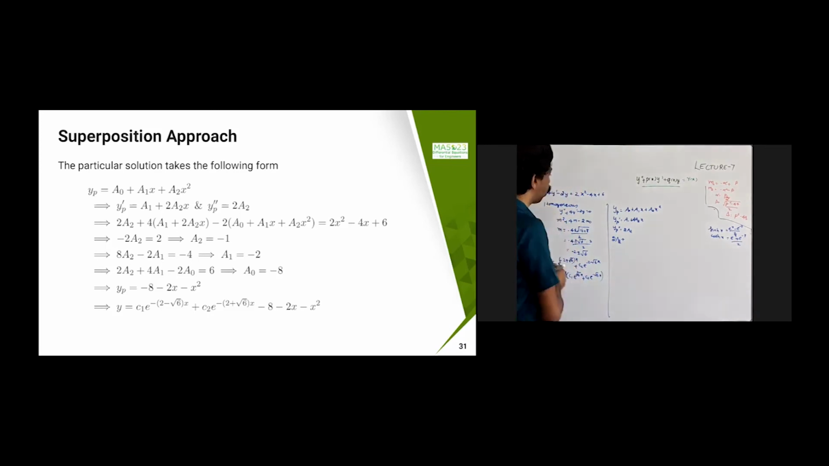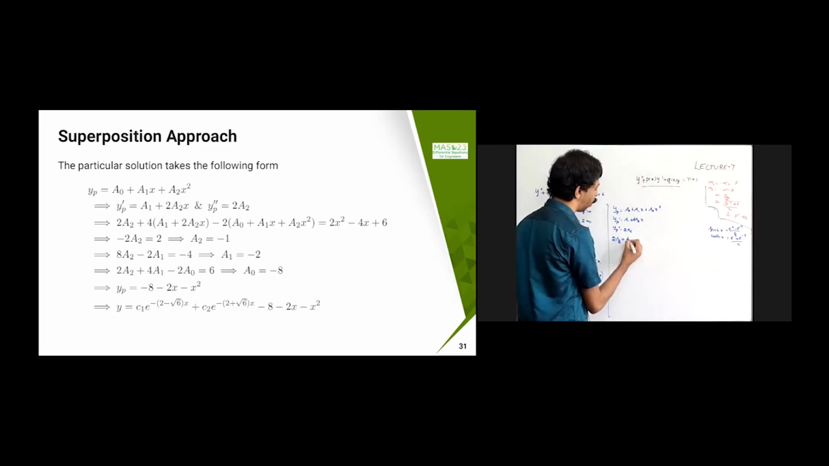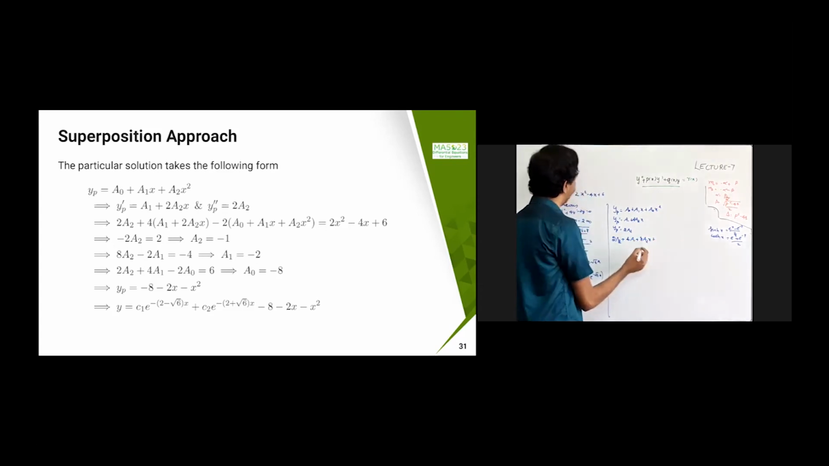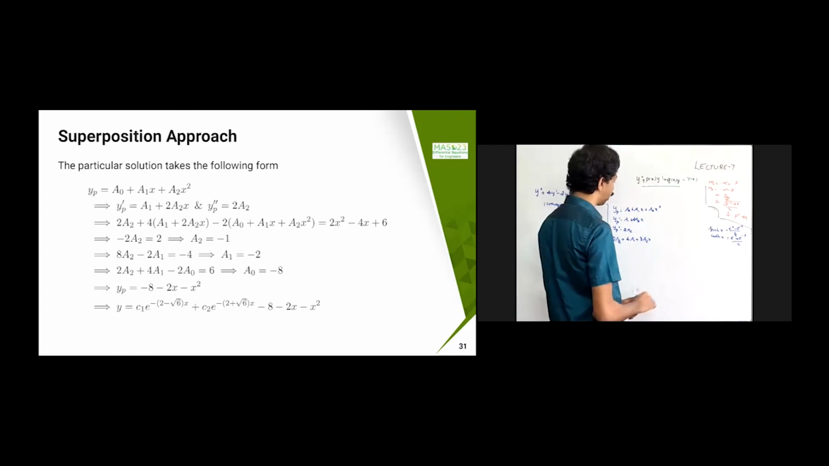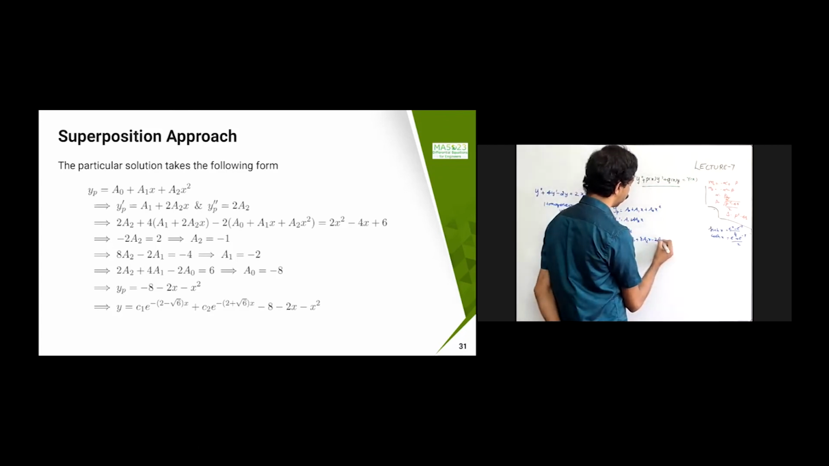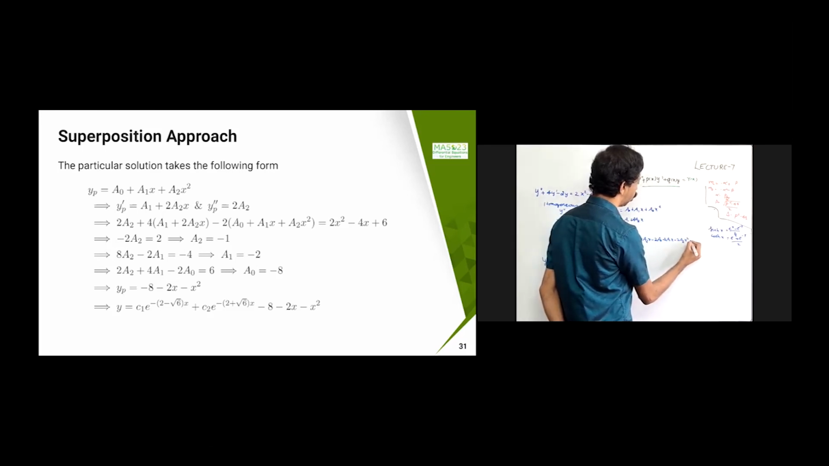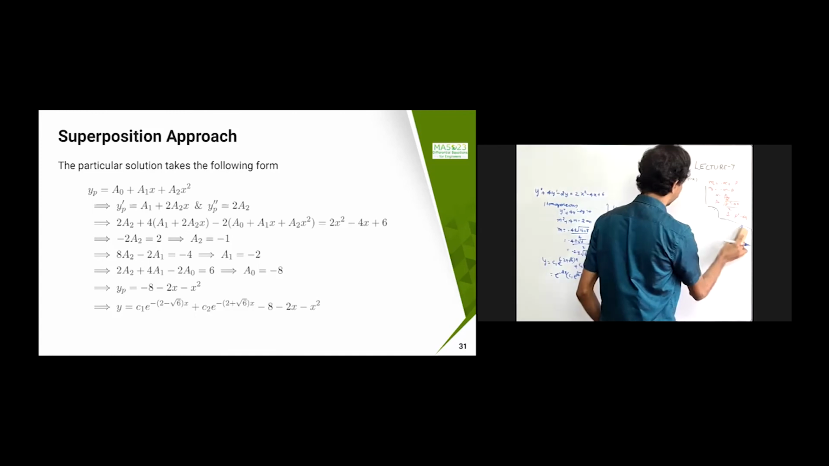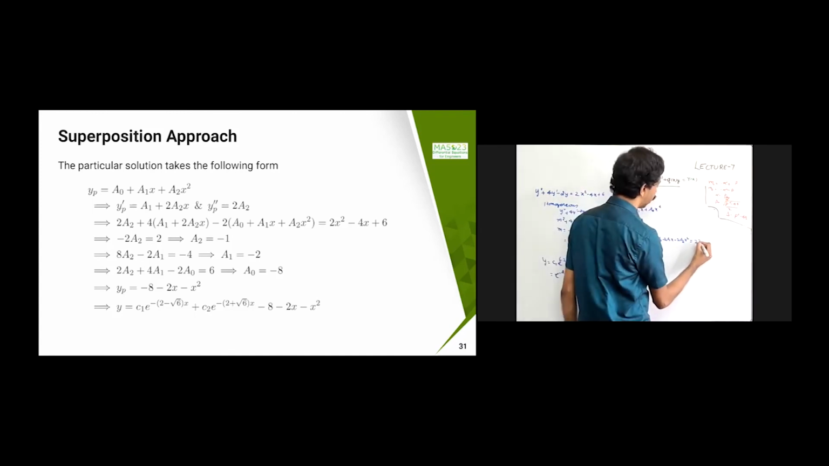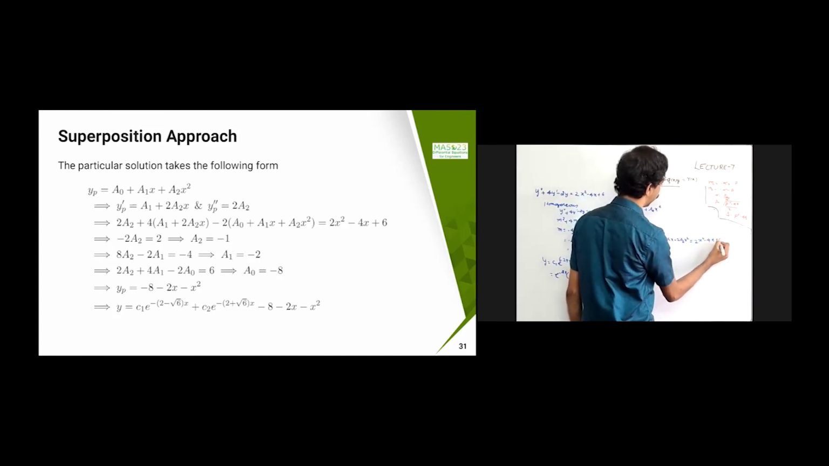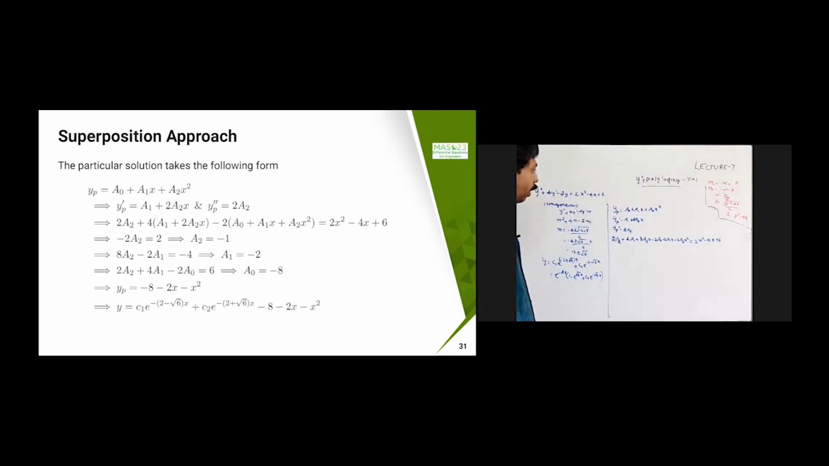Plus 4y dash, therefore this is going to become 4a1 plus 8a2x, and then minus 2y, so minus 2a0 minus 2a1x minus 2a2x square, equal to, on the other side, 2x square minus 4x plus 6. Now equate the constants, equate the x powers, equate the x square powers.